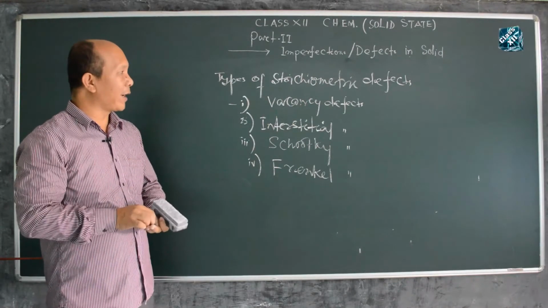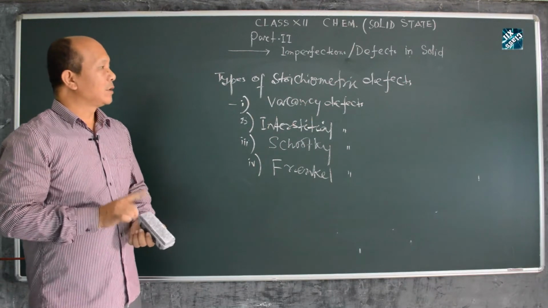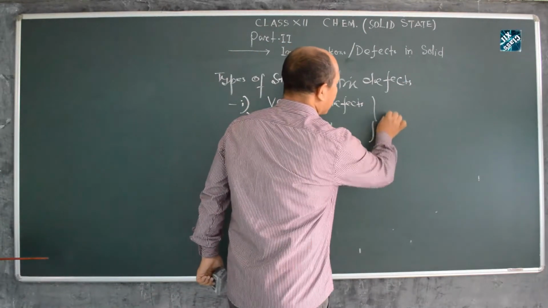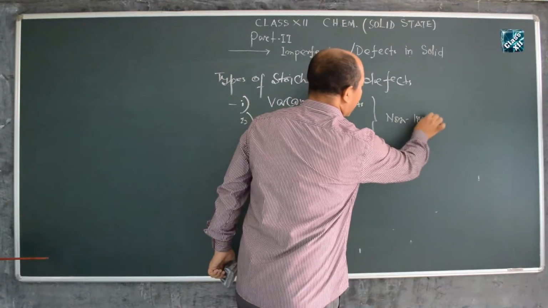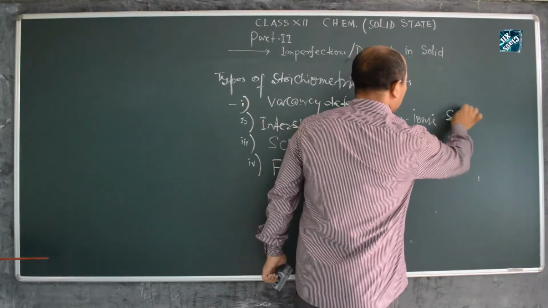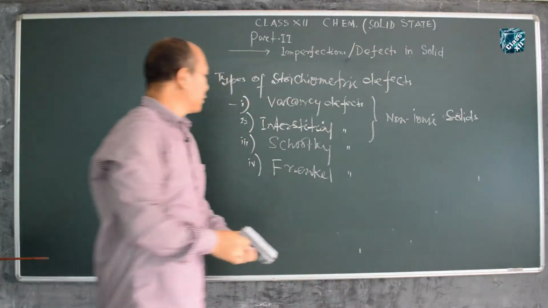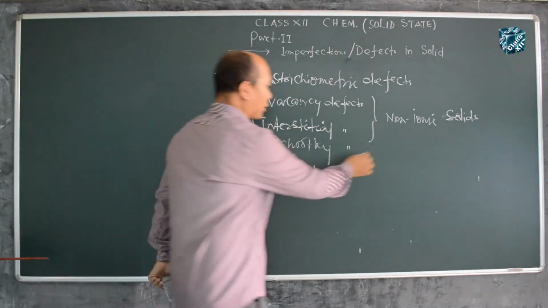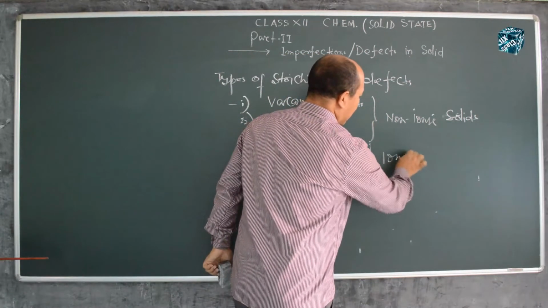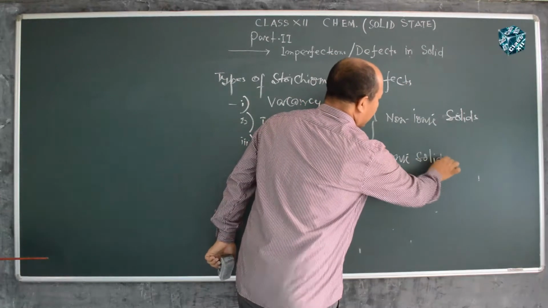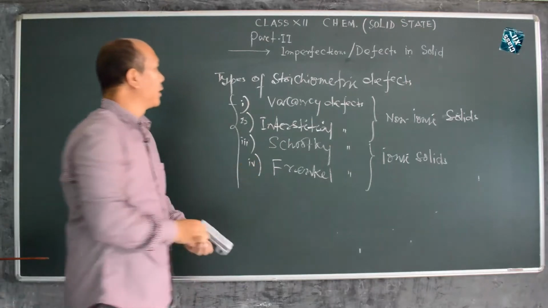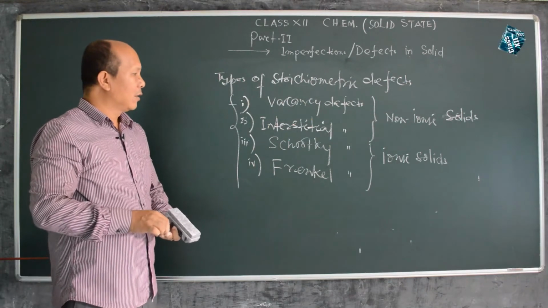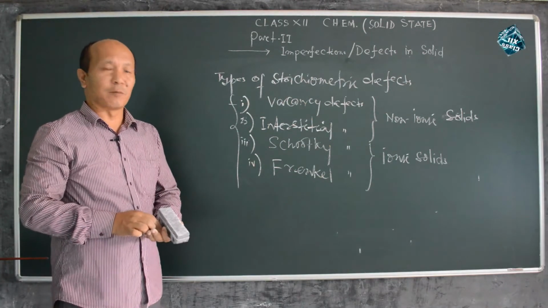The first one and second one, the vacancy defect and interstitial defect, generally occur in non-ionic solids. In ionic solids they do not exist. In non-ionic solids the constituent particles may be atoms or molecules. Then the remaining two, that means Schottky defect and Frenkel defect, generally occur in ionic solids. Then vacancy defect, interstitial defect, Schottky defect and Frenkel defect, we will understand one by one.